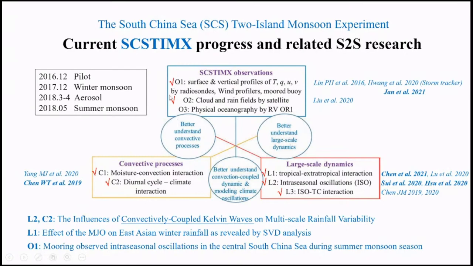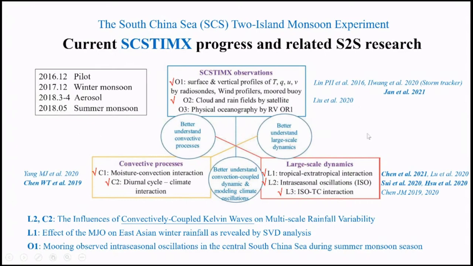Okay, and then the red marks mean that we have already accomplished some of the proposed objectives. And then the SCSTIMX field campaign was carried out in different phases. The first phase is the pilot study carried out in December 2016, followed by winter monsoon observations in December 2017. Then Bill Lau suggested we perform an extra campaign for the aerosol monsoon study. That was done in 2018 March to April. And the last one is the summer monsoon in 2018 May to June.